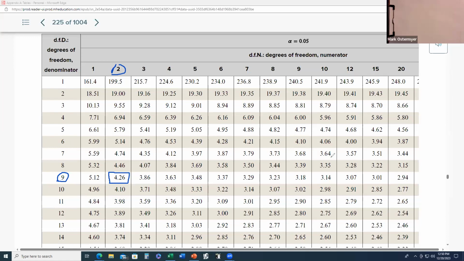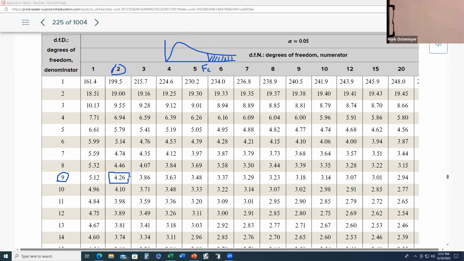That separates your upper tail rejection region from your lower tail do not reject the null hypothesis region. Like the chi-square distribution, the F distribution is a positively skewed distribution like this. And the rejection region always lies in the upper tail for parametric analysis of variance. So this is your critical F value right here, which is 4.26.